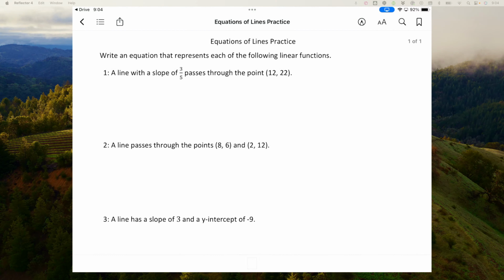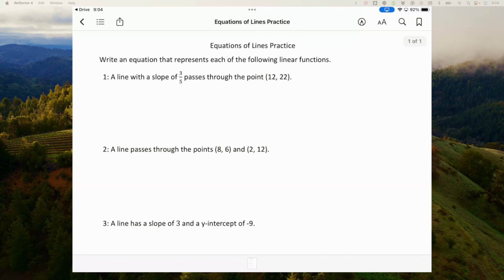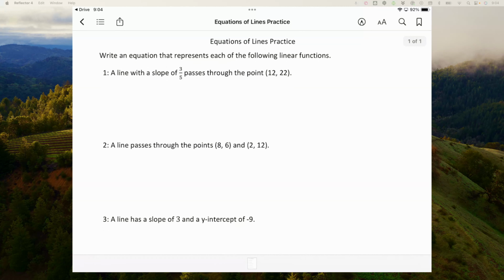So back with equations of lines practice, remembering that the most important thing is that if we have a slope-intercept, we can use slope-intercept form. If we do not have a slope-intercept, we have to use point-slope form. And so for this first one, I do see that we have a slope and we have a point.